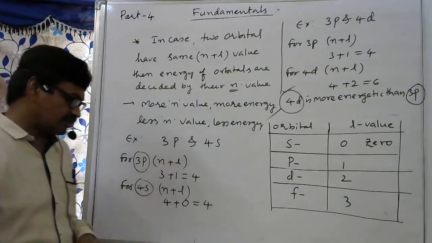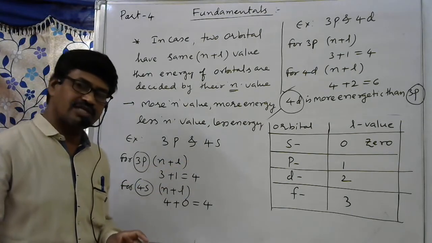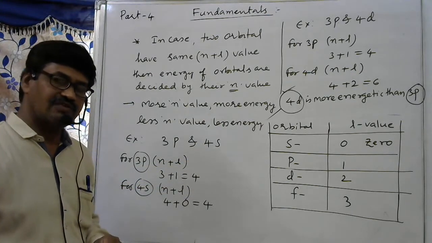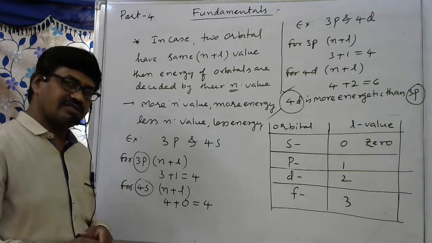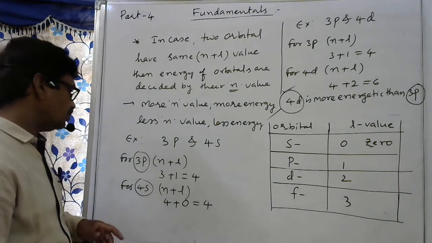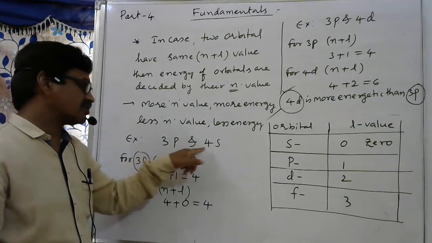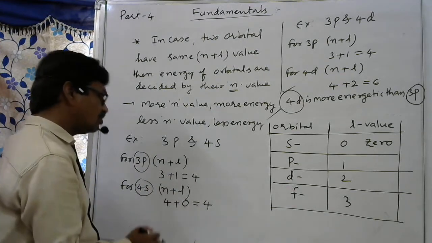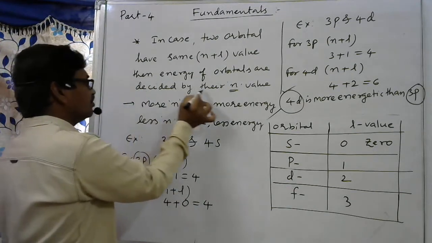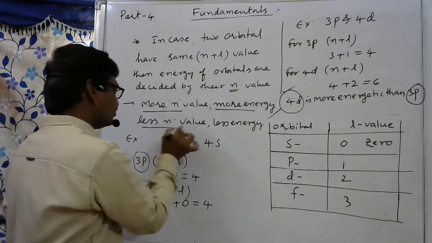So both, the 3p orbital and the 4s orbital, have the same n plus l value. But to which orbital will electrons enter first? The first electron will enter into the 3p orbital. After filling the 3p orbital, electrons enter into 4s. Why is it so? Both have the same n plus l value, but here the energy is decided by their n values. More n value, more energy. Less n value, less energy.